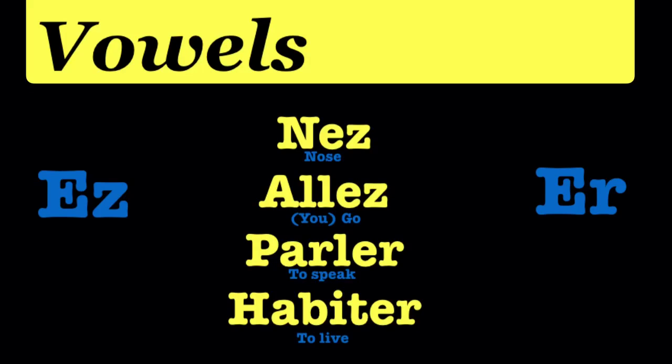Now just to note that there are 2 common combinations that involve the letter E that yield the same pronunciation as the E with an accent aigu, E. Now these 2 combinations don't have an accent, but they are the combination EZ and the combination ER when it comes at the end of a verb. So here we have some examples. Né, aller, parler, habiter. So again, EZ is always going to be pronounced E in French, and ER, specifically when it comes at the end of a verb, is also pronounced E.